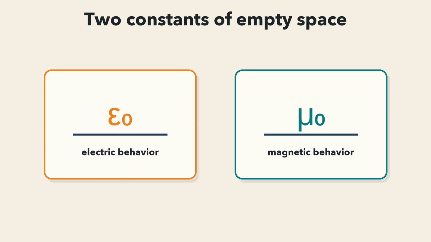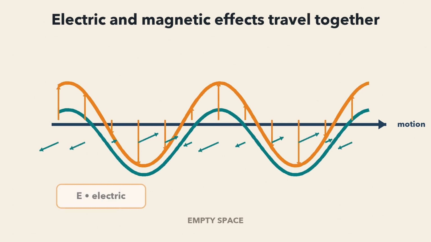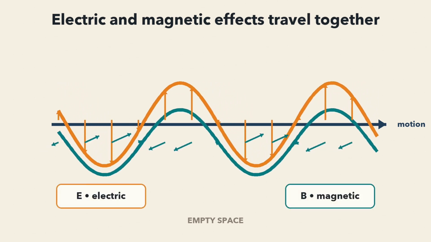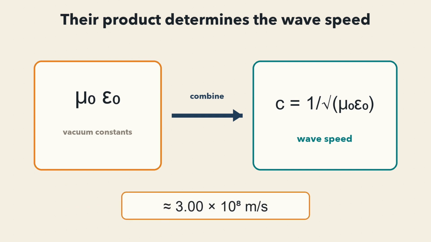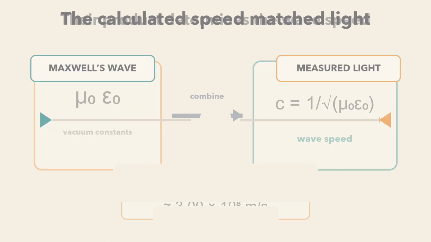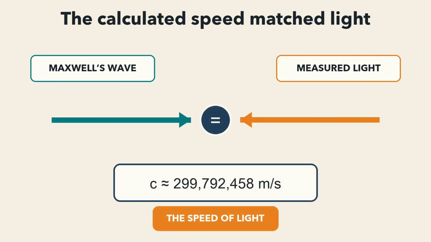The symbols epsilon naught and mu naught are constants. Epsilon naught describes how electric effects behave in empty space, while mu naught describes magnetic behavior. Their product determines the speed of electromagnetic waves. Maxwell found that this speed matched the measured speed of light.